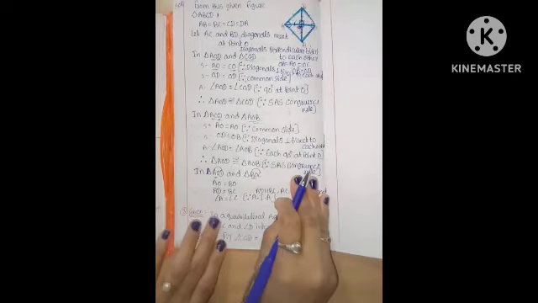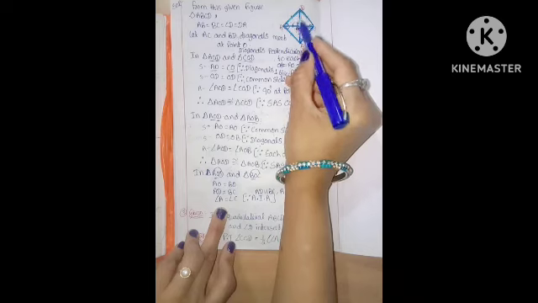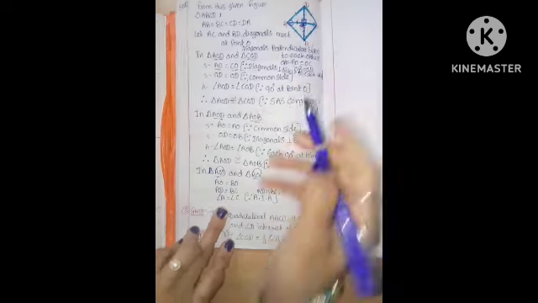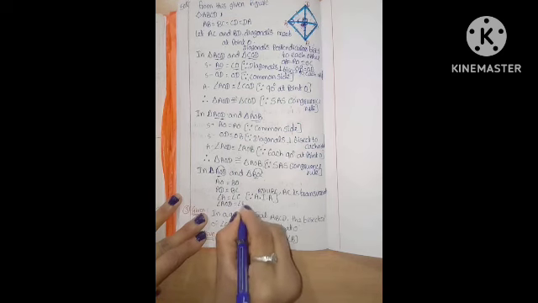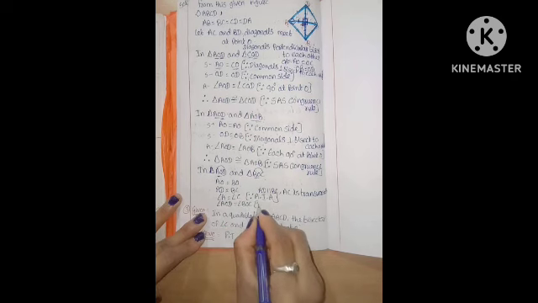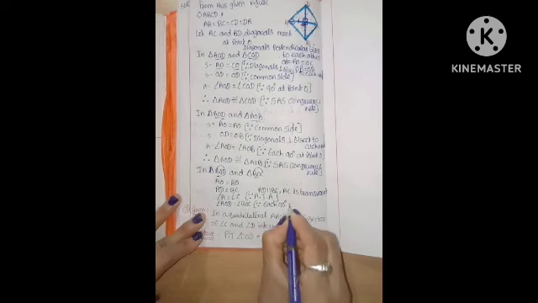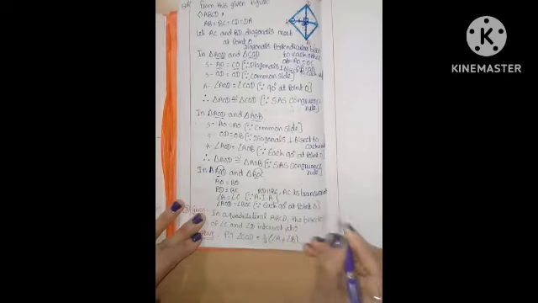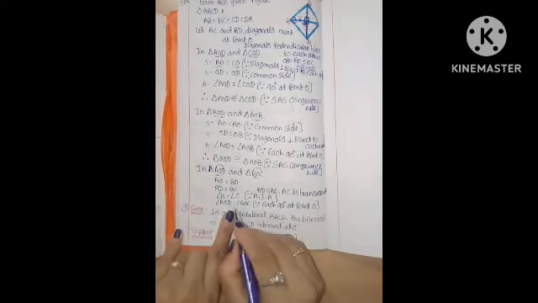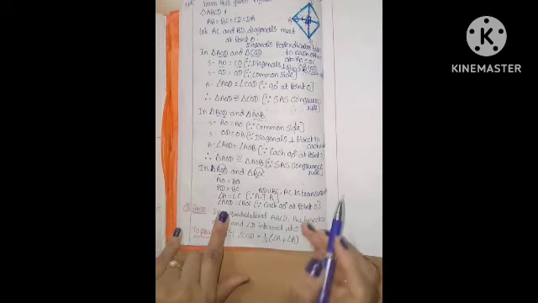And next, one more angle is equal. Angle AOD is equal to angle BOC. Why is it equal? These two are each 90 degrees at point O. Are you clear? So each angle is 90 degrees at point O. So that's why these two angles are equal.